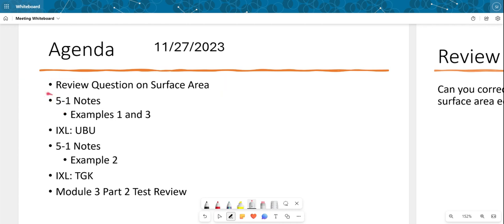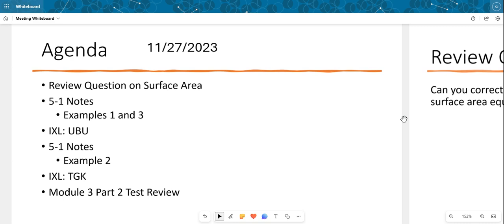In first period, we made it through 5.1, the IXL, and example 2 notes. And in second, fourth, sixth, and seventh, we made it through the notes and the first IXL. Sixth period actually did get to example 2, but they've not done any of the IXL. We'll have some time to work on IXL tomorrow in class.